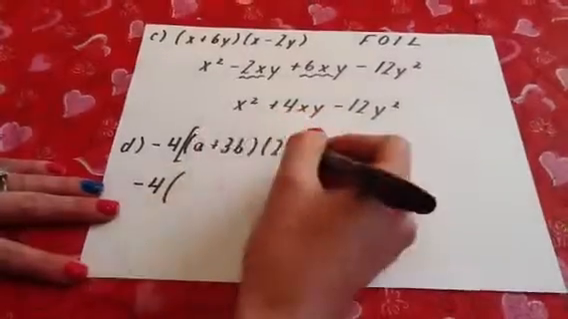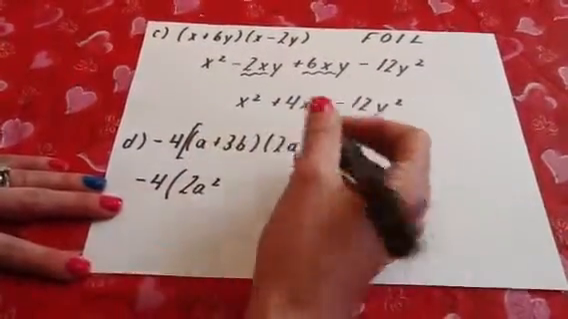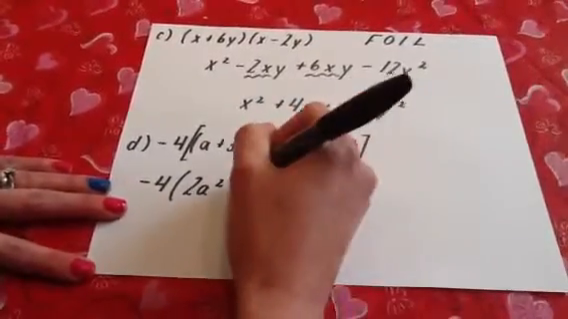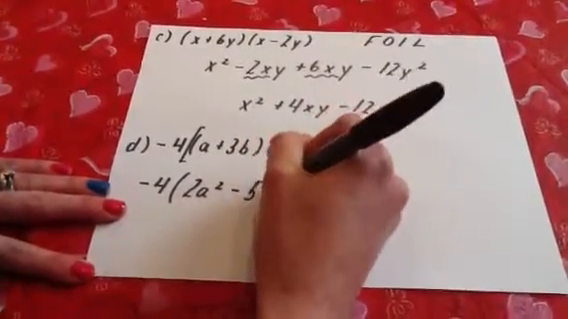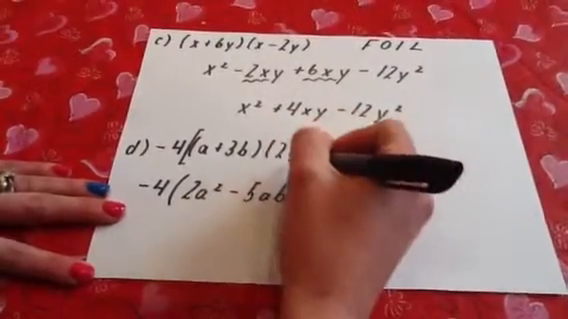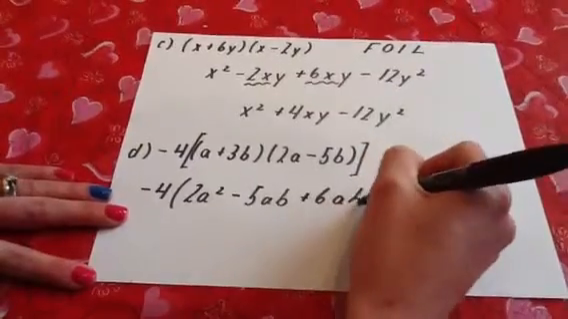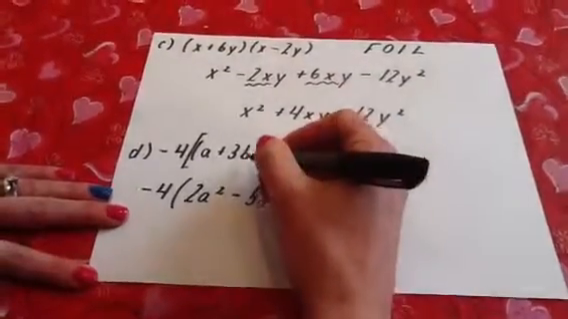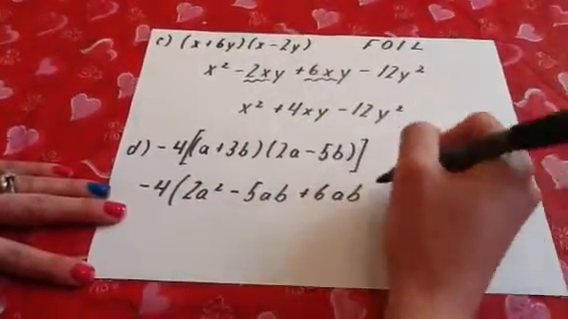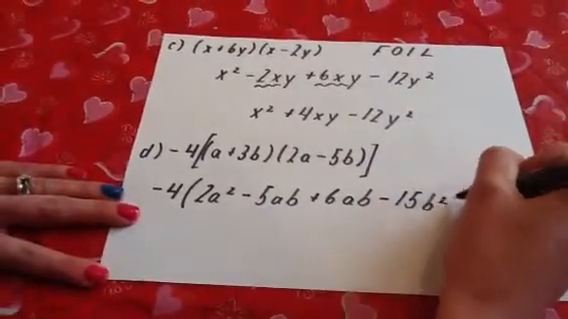So a times 2a is 2a squared. A times negative 5b is negative 5ab. 3b times 2a is 6ab. And last term's 3b times negative 5b is negative 15b squared.